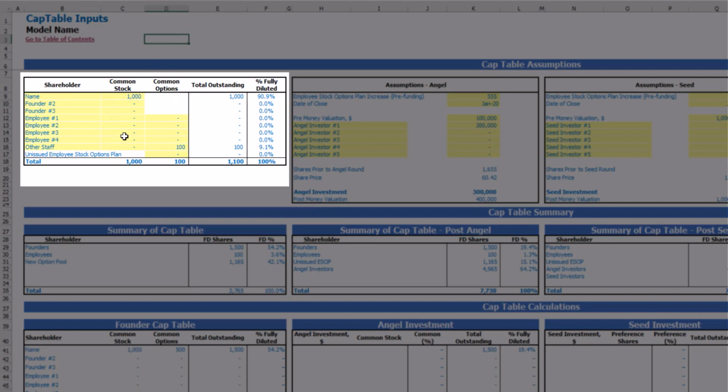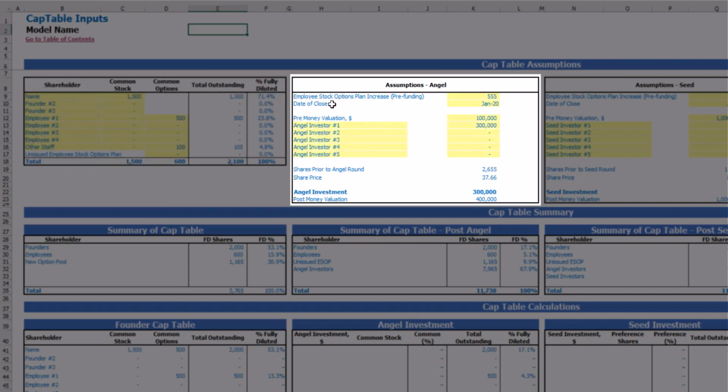You can input here also common stock and common options. So you can input some amount, for example 500 of options for employee number 1. You're also able to input unissued employee stock options plan if it's needed. If it's not needed, you can keep it as 0 by default. So as a result, you may see the total outstanding stocks and options and the dilution across all these shareholders.